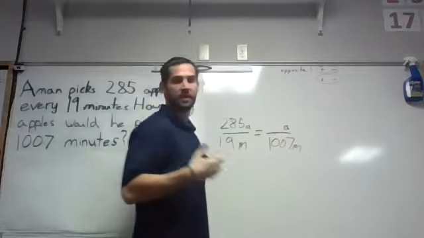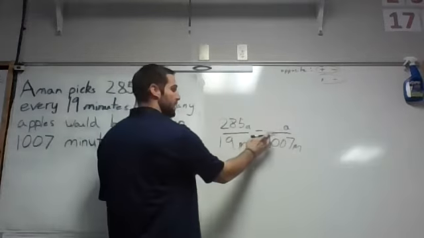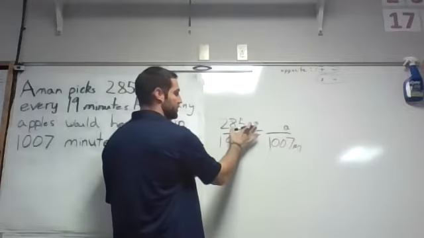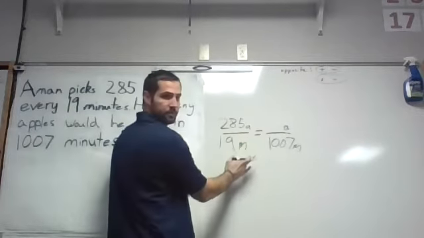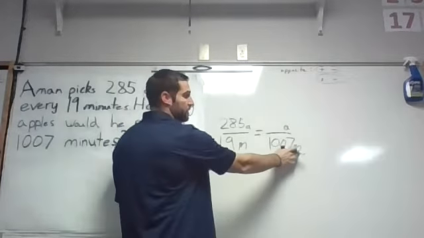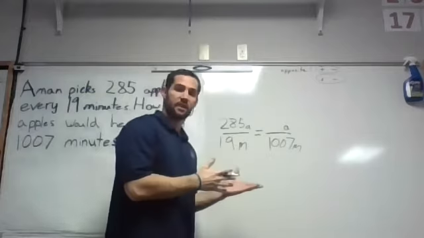And remember how I said we're going to keep the labels, and this is the only reason why we should keep the labels: if we have equivalent fractions, it has to match the labels. So you see 285 apples is equivalent to blank apples, as 19 minutes is equivalent to 1,007 minutes. Now I'm going to show you how we can solve this.